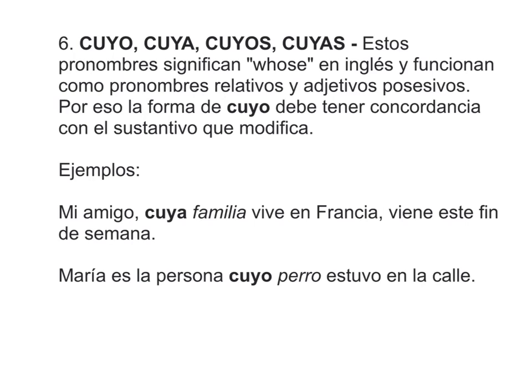Ejemplo número 2. María es la persona cuyo perro estuvo en la calle. So in this case, we've got la persona is the antecedent, right? That's feminine, but we're still using cuyo, the singular masculine form, because it's showing possession for perro, and perro is masculine and singular.